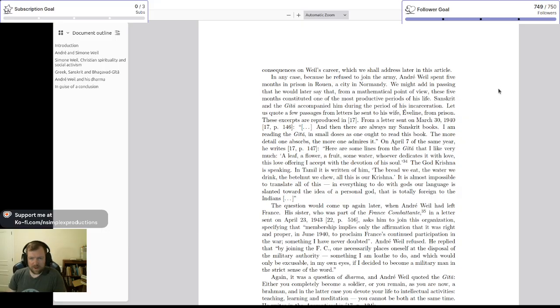The question would come up later again when André had left France. His sister, who was part of the France Combattante, in a letter sent on 23rd of April 1943, asked him to join the organization, specifying that membership implies only the affirmation that it was right and proper in June 1940 to proclaim France's continued participation in the war, something I have never doubted. Weil refused. He replied that by joining the FC, one necessarily places oneself at the disposal of the military authority, something I am loath to do, and which would only be excusable in my own eyes if I had decided to become a military man in the strict sense of the word.